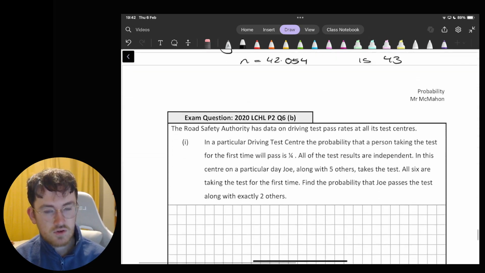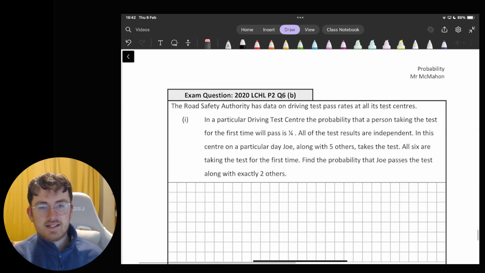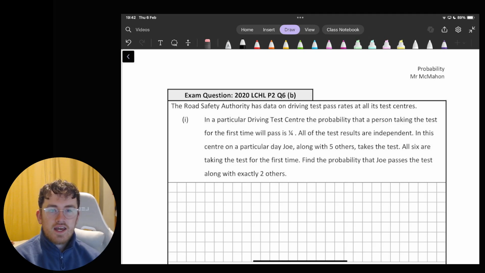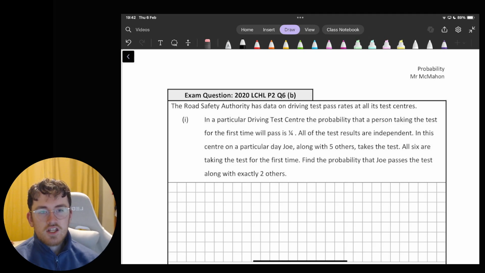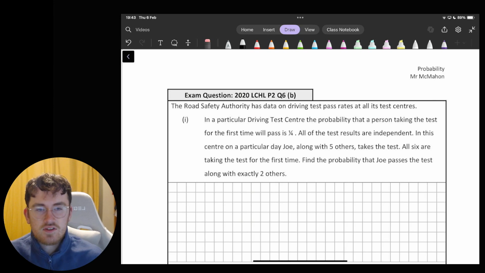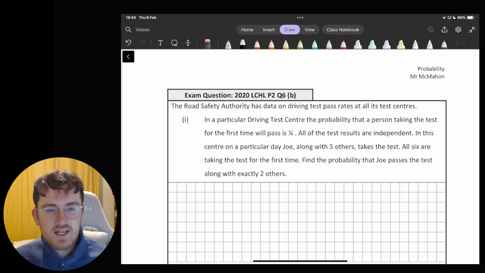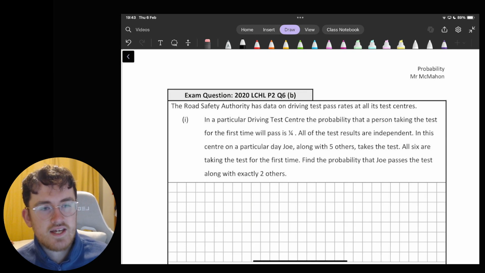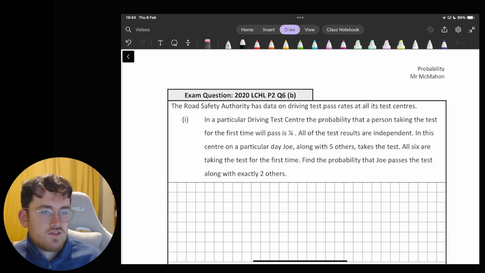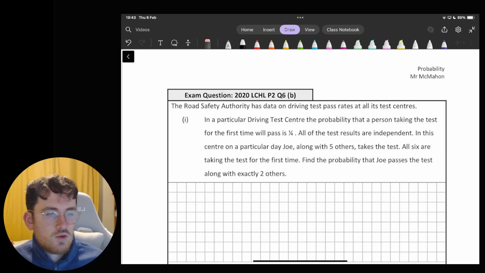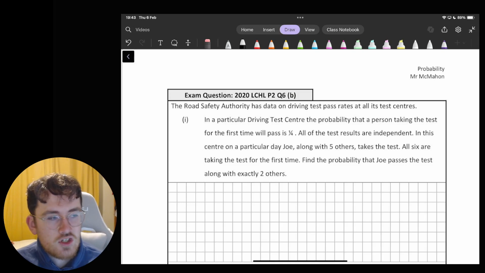Okay, let's keep moving forward. The Road Safety Authority has data on driving test pass rates at all of its test centres. In a particular driving test centre, the probability that a person taking the test for the first time will pass is 1 over 4. All of the test results are independent. In this centre on a particular day, Joe, along with 5 others, takes the test. All 6 are taking the test for the first time. Find the probability that Joe passes the test along with exactly 2 others.